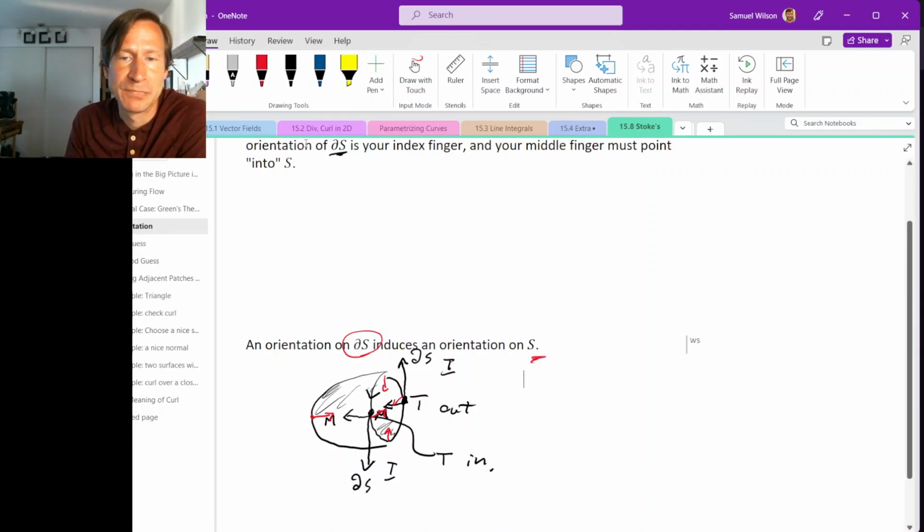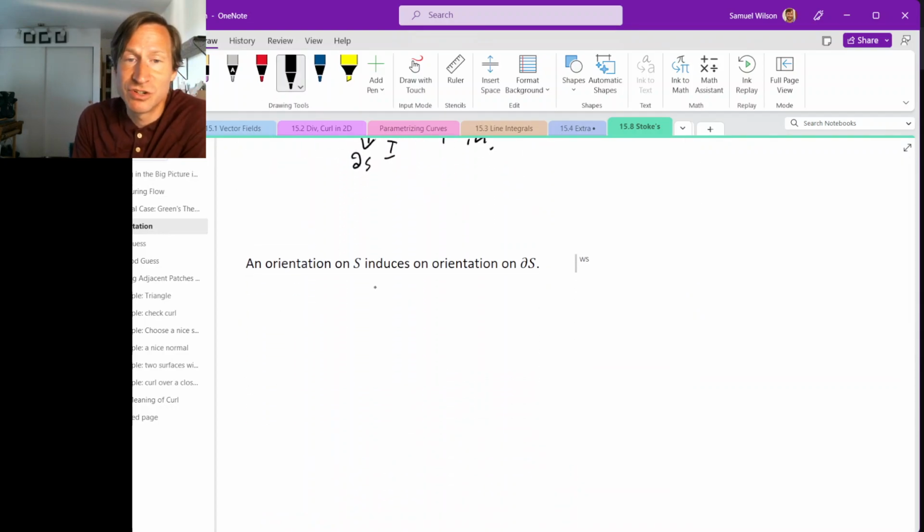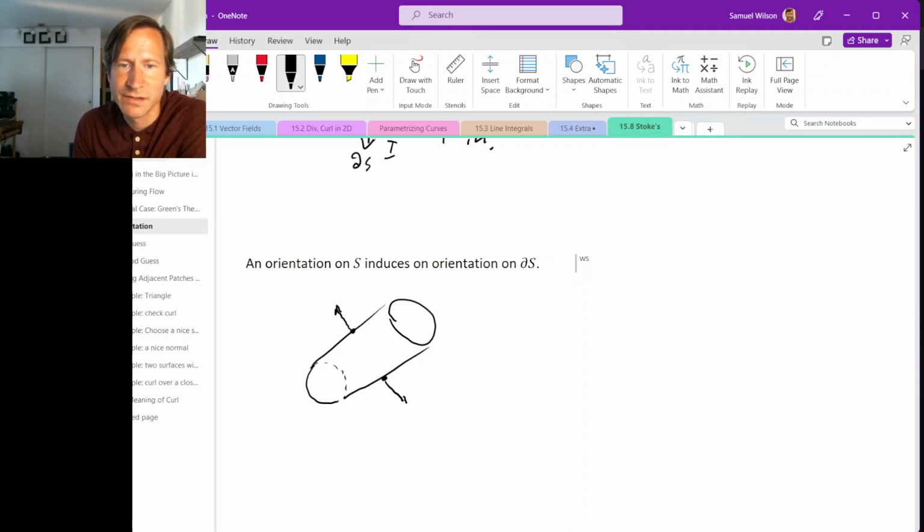Okay, so let's look at an example of how this goes the other way. Let's use an orientation on a surface to induce an orientation on the boundary. This time for our surface, let's take a cylinder that looks like this. And for the orientation on the cylinder, let's take the orientation that goes out like this.